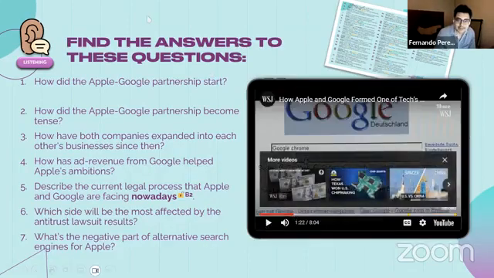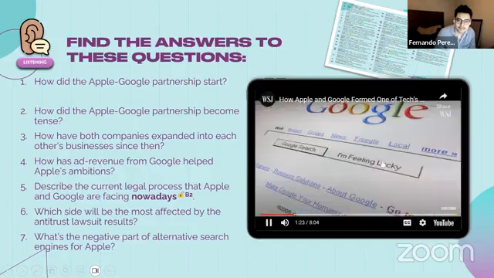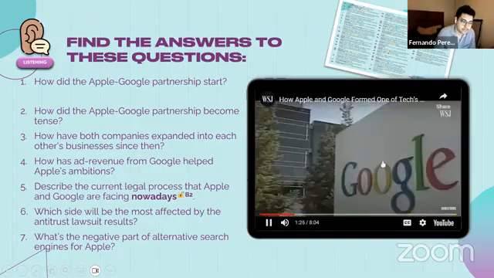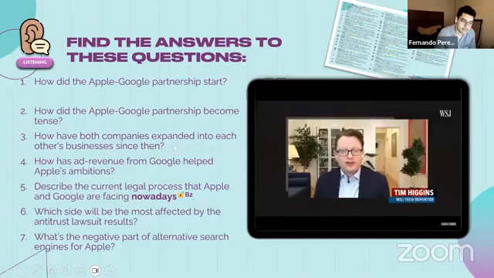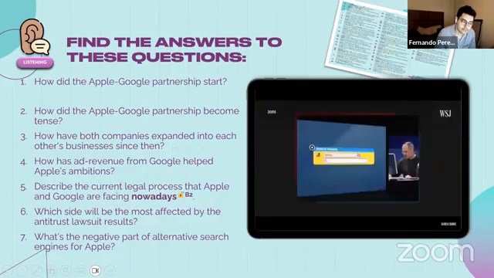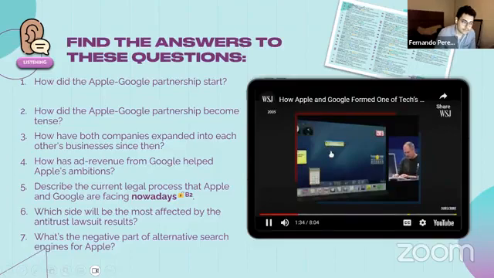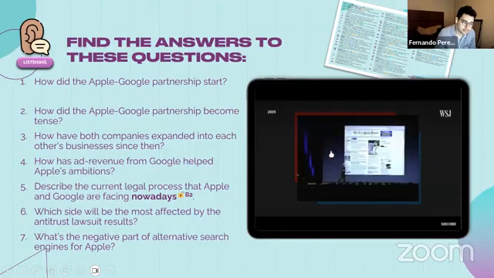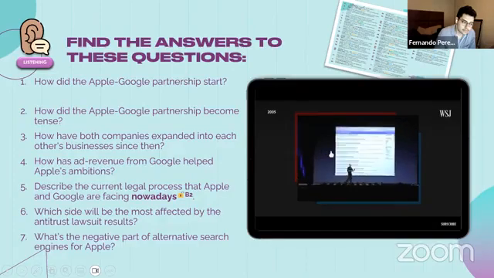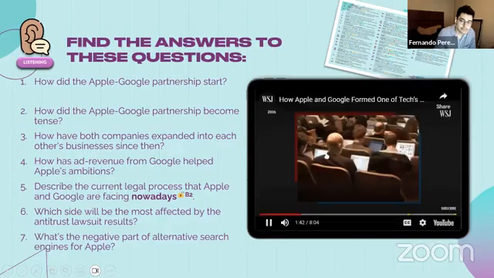Here, attention. They were quite close. At the time, the CEO of Google was on Apple's board. It was part of the Silicon Valley club, if you will. In 2005, the two companies laid the groundwork for what would become one of the industry's biggest deals. Google struck a deal with Apple to become the default search engine for Safari on Mac computers.